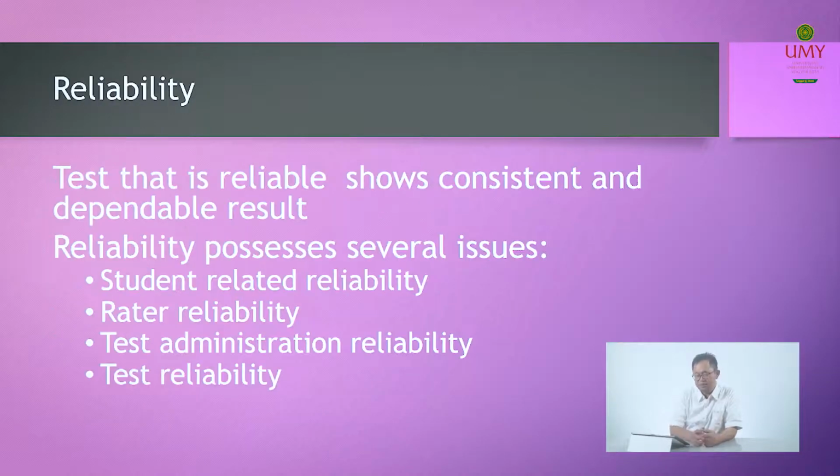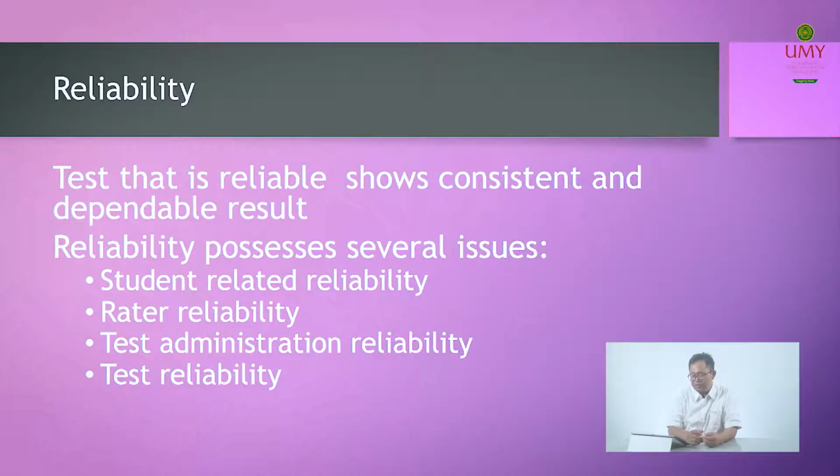The second is reliability. What does reliability mean? A test that is reliable shows consistent and dependable results. So reliable means dependable and consistent. However, if you do an assessment using a test, sometimes you face several issues, several problems.